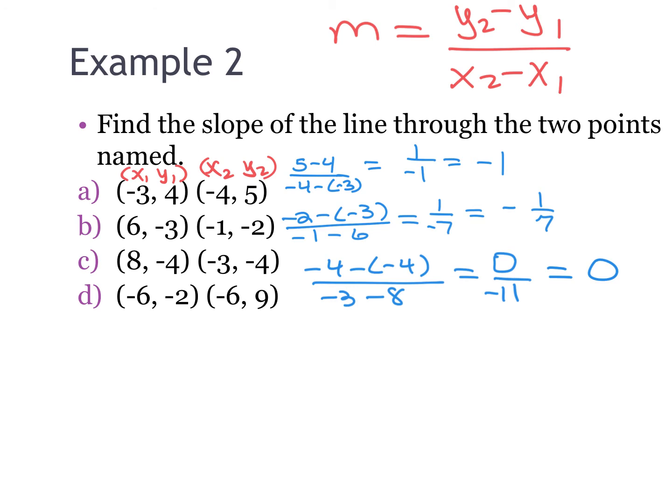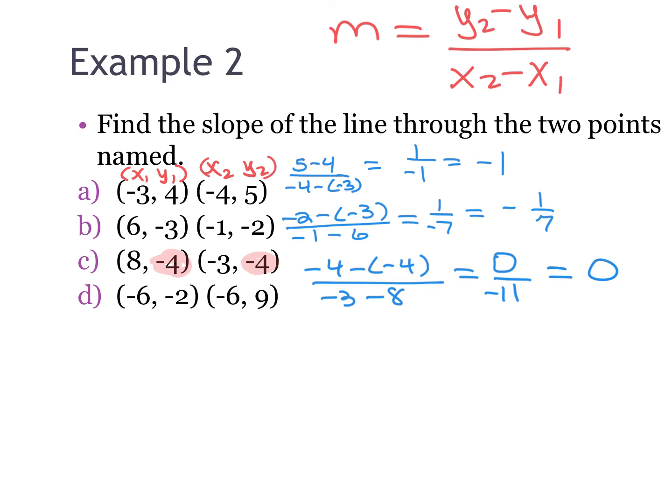Notice in my order pairs, the y's of the order pairs are the same number. This should be a clue. When you see that you have the same number in either the x spot or the y spot, it's going to tell you it's either going to be vertical or horizontal. So this one is actually going through the y-axis at negative 4. So this should be a clue that this is going to be a horizontal line at negative 4.